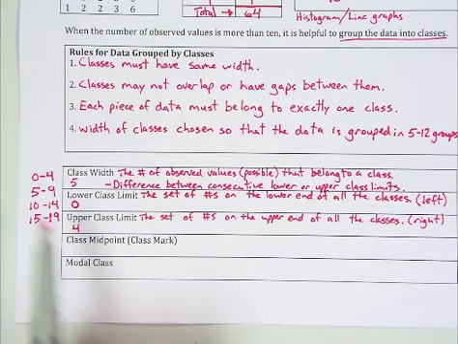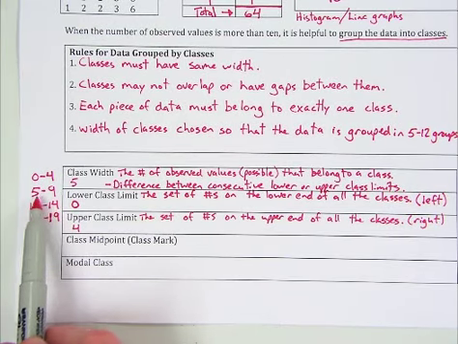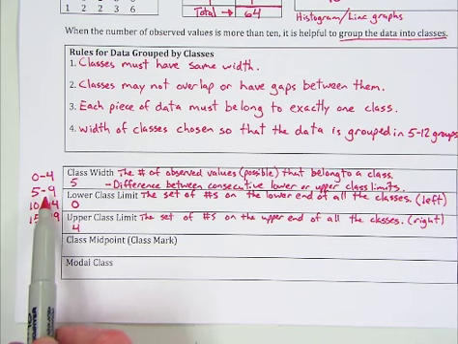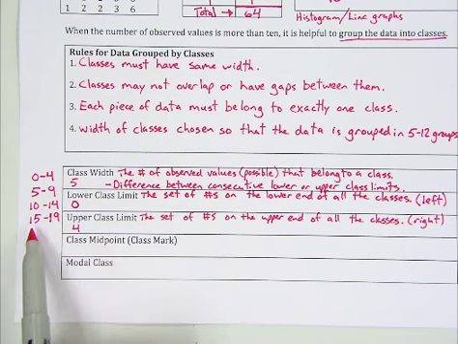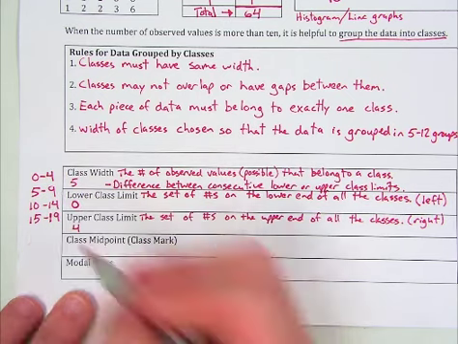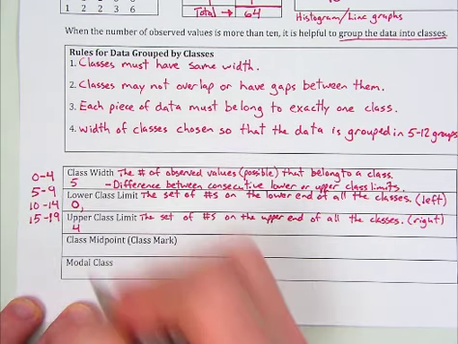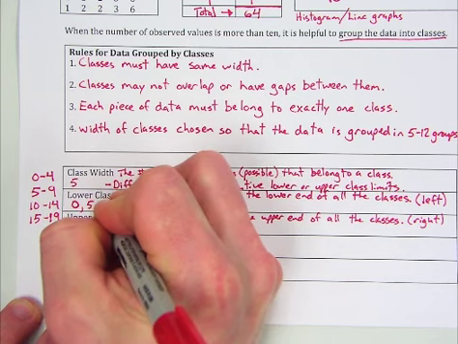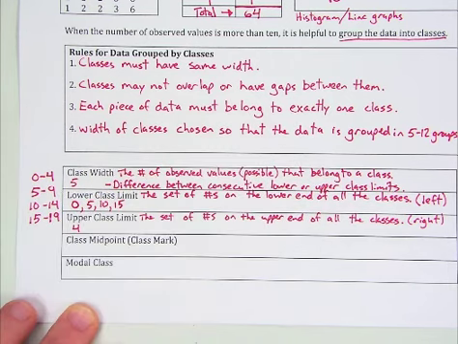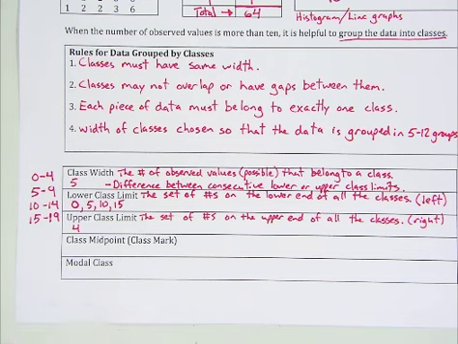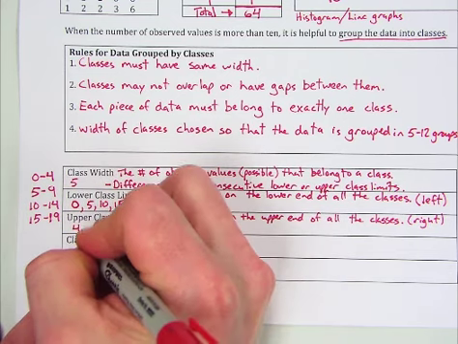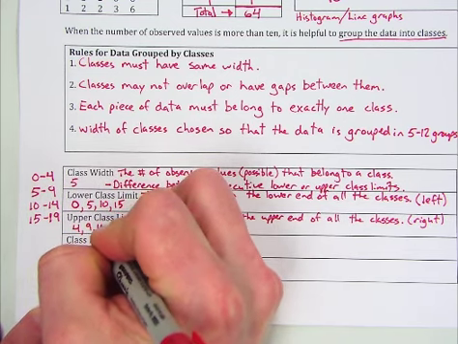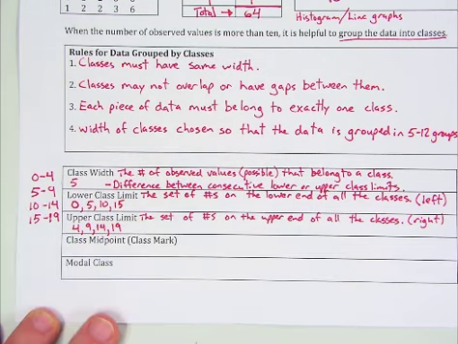Now if we count the observed values in each of these, they should be 5. So 5, 6, 7, 8, 9, it's 5 numbers. 10, 11, 12, 13, 14, that's 5. And then 15, 16, 17, 18, 19, that's 5 numbers. So if we wanted to list all the lower class limits, we would list 0, 5, 10, and 15. All the upper class limits would be 4, 9, 14, and 19.